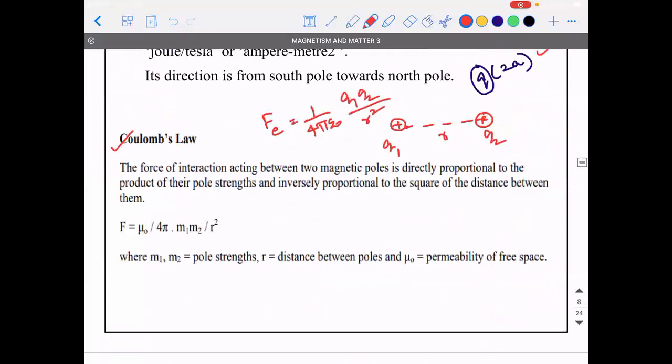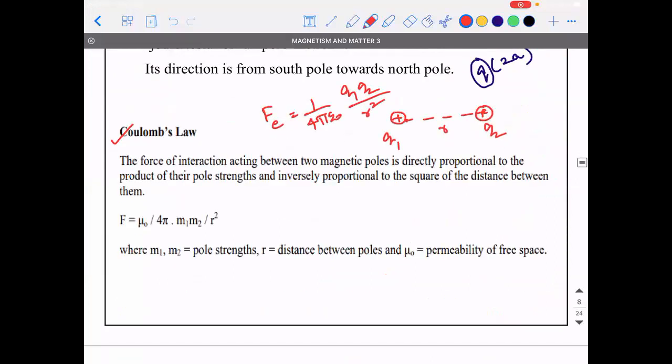So, in a similar way, what do you think is similar to charges in electrostatics and magnetism? Wherever you have charge in electrostatics, in magnetism, what are the parameters with which you are going to replace it? You replace it with pole strength.